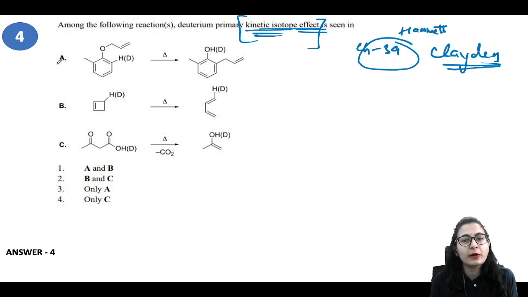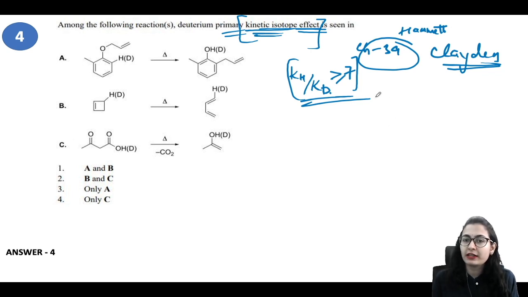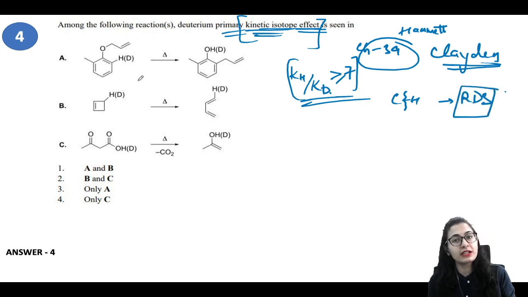Now let's talk about this. If you already have an idea about the primary kinetic isotope effect, उसमें ऐसा होता है कि the rate constant of a reaction in which a carbon-hydrogen bond is breaking, divided by kD, is going to be greater than or equal to 7, approximately. When we have a huge difference of rate constant between a proton breaking and a deuterium breaking, then we can say it has an isotopic effect. But for that, the carbon-hydrogen bond breaking must be involved in the rate determining step. तो आपको यही check करना है, is it in the rate determining step or not? If not, then no isotope effect.